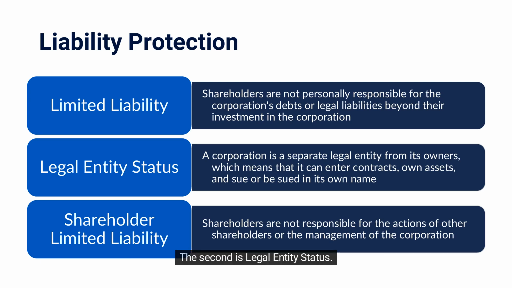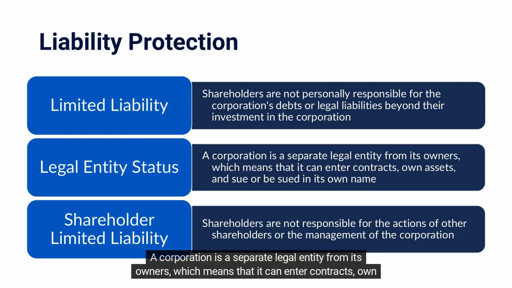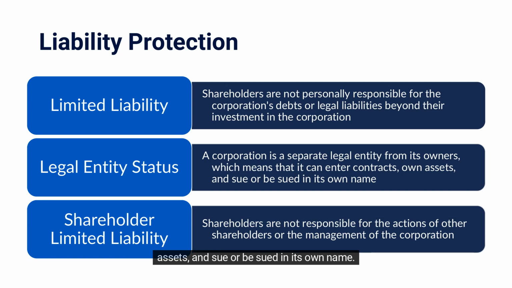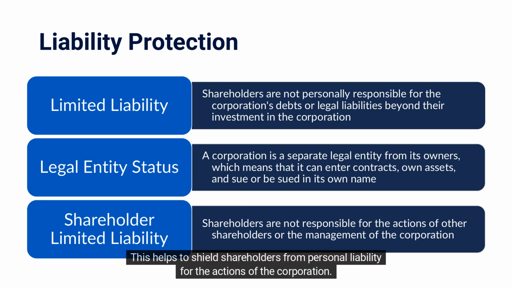The second is legal entity status. A corporation is a separate legal entity from its owners, which means that it can enter contracts, own assets, and sue or be sued in its own name. This helps to shield shareholders from personal liability for the actions of the corporation.